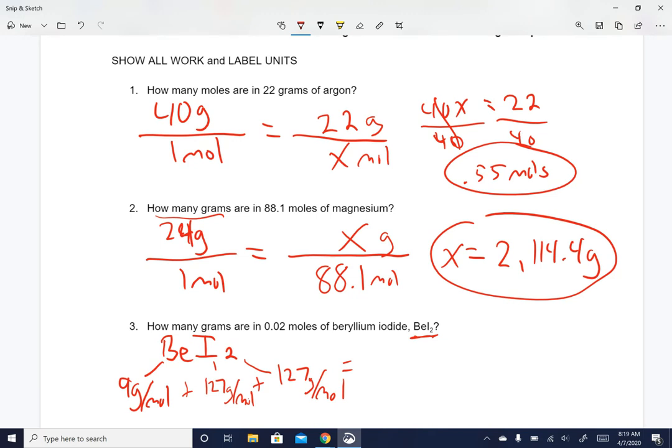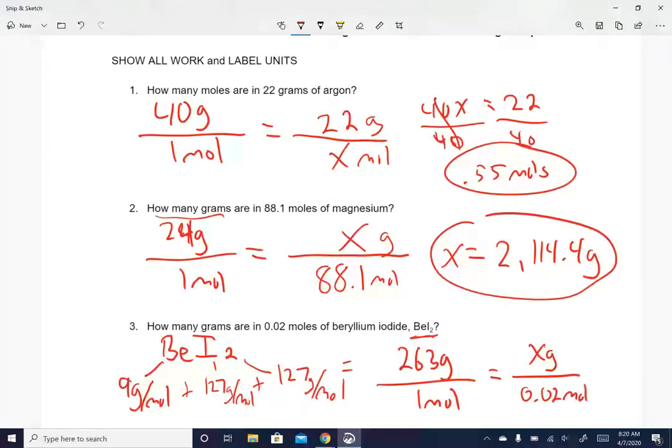127 plus 127 plus 9 equals 263 grams in 1 mole of beryllium iodide. The question says, how many grams, X grams, in 0.02 moles, right? Grams over mole, grams over mole. So 263 times 0.02, and X equals 5.26 grams. So that's the answer to number 3, 5.26 grams.